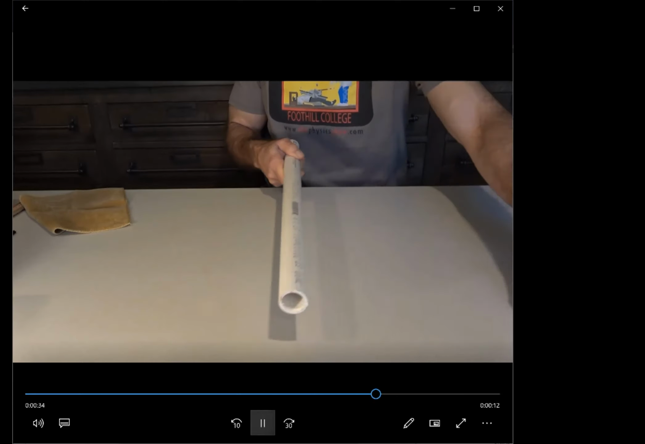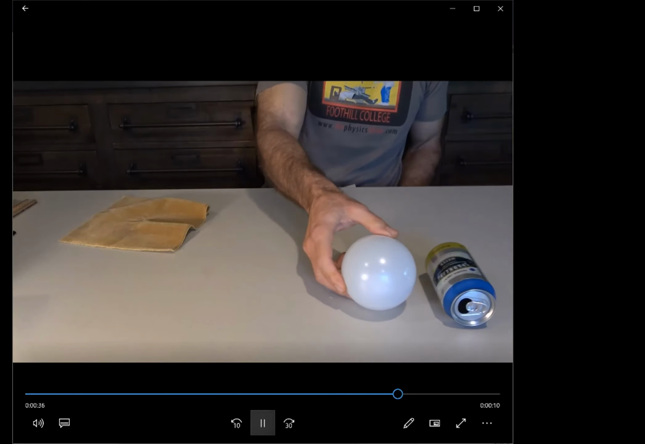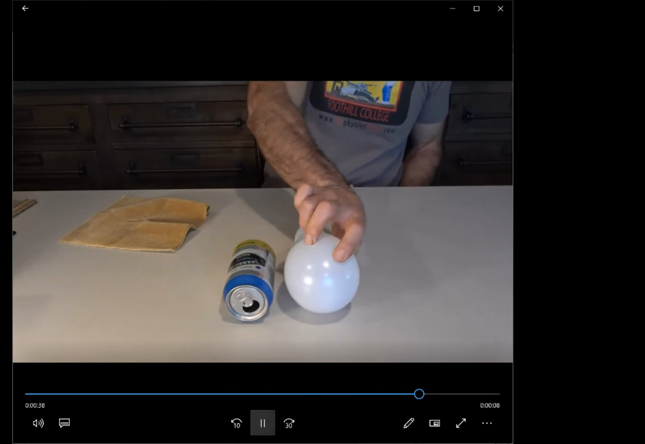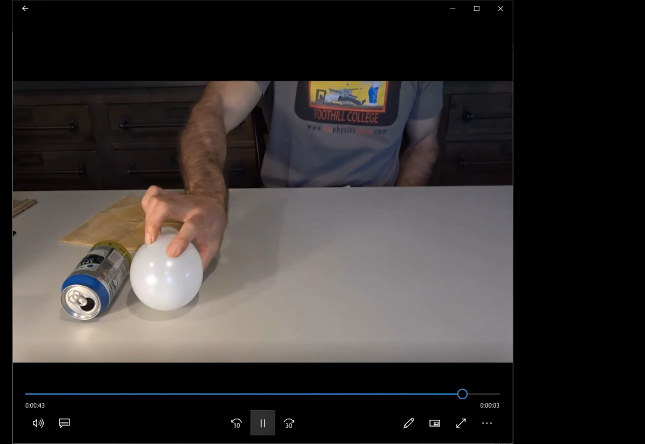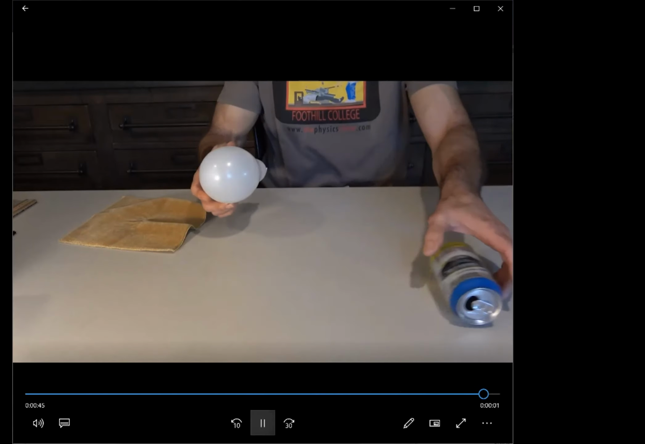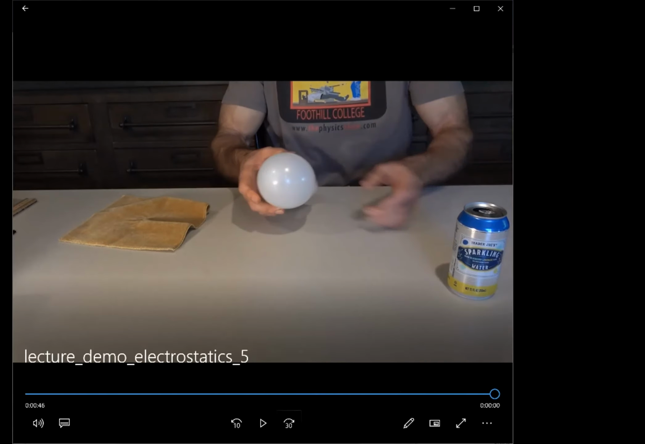So the aluminum can is a conductor, but it's electrically neutral. And it doesn't matter if it's a charged rod or a charged balloon, any charged object does the same thing. Okay? And so that's what we just talked about.